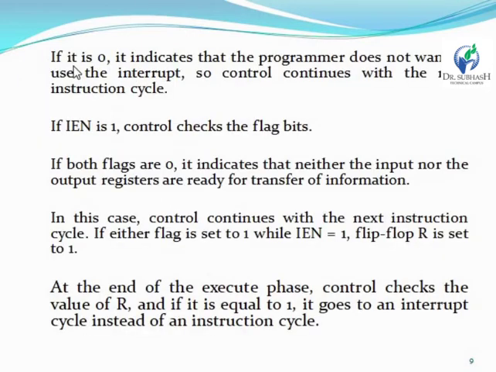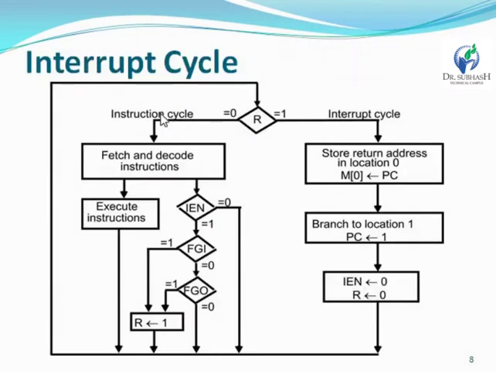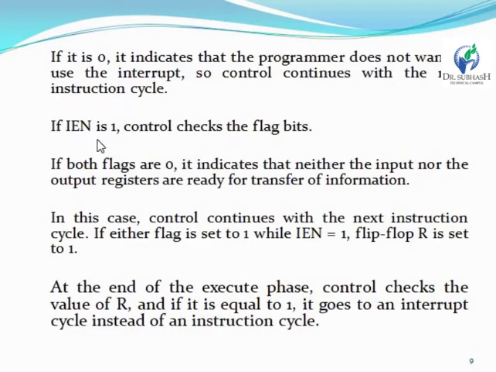If R is 0, it indicates the program does not want to use the interrupt, so control continues with the next instruction cycle. If R equals 0, we directly follow the instruction cycle, and no interrupt occurs. This goes through fetch and decode of the instruction, then execute, and the process completes, following this flowchart. Then if IEN equals 1, control checks the flag bits.